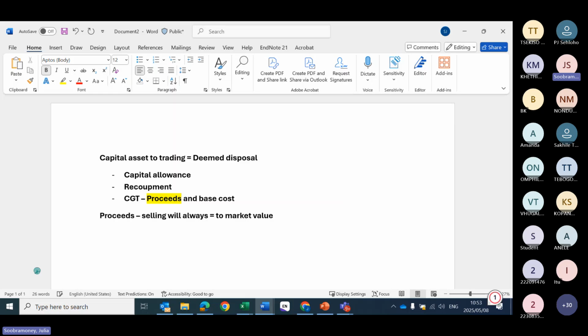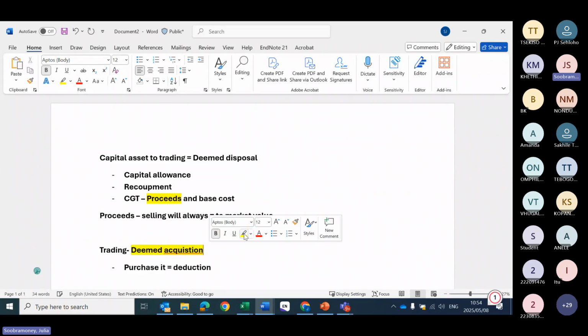Now let's look at the trading stock part of it. When we purchase trading stock, students, what are the steps that you follow? You purchase it. You get the deduction, correct? So now I'm taking the capital asset and it's going to be seen as a deemed acquisition. Everyone with me? Deemed acquisition, meaning I purchased it, but even though I didn't really purchase it, I'm showing it as if it is purchased, okay?